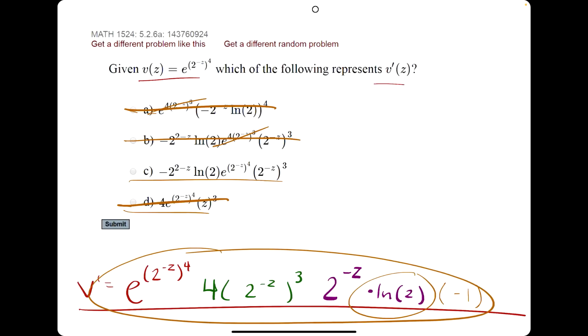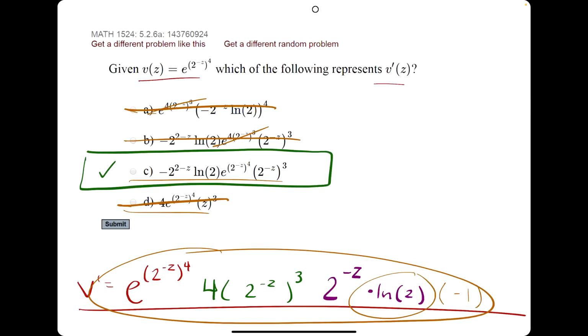If you want to see why all these terms match to all these terms, I recommend watching my other video on this exact problem. But for now, process of elimination will do. C is our answer, and we're done.